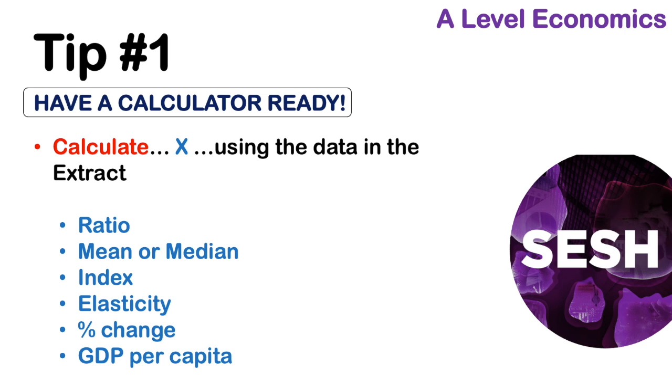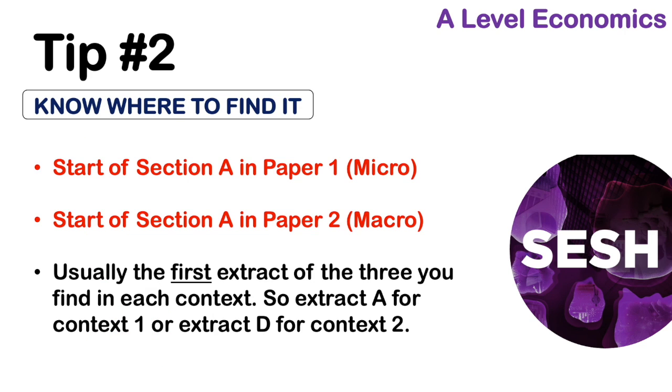And the question will be calculate X using the data in the extract, because you need to know where to find this, and you will find this 2 marker in section A of paper 1 and paper 2. So in micro and macro, you will have a 2 marker to start with in section A. And it's very likely, regardless of which context you've gone for, if you've gone for context 1 or context 2 within section A, it will probably be the first extract that you need to pay close attention to. So if you went for context 1, it will ask you about extract A, or if you went for context 2, it will be extract D.